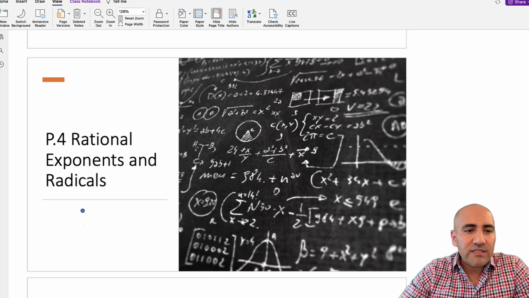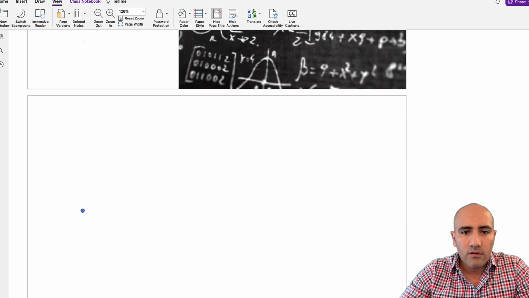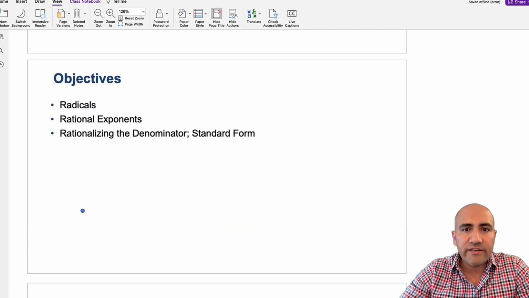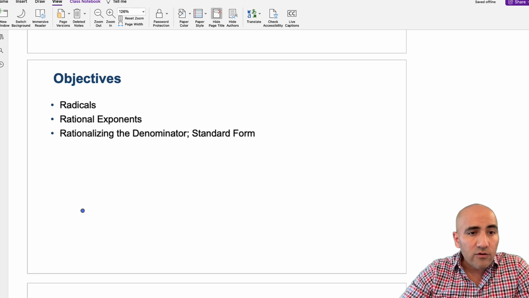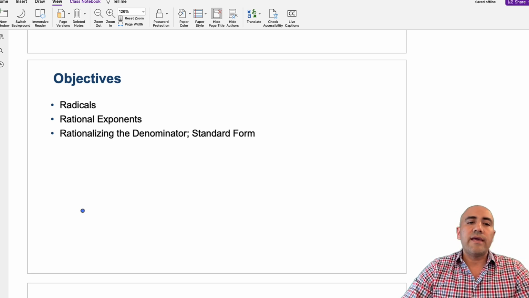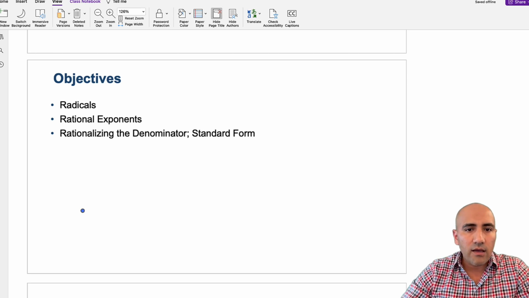Okay, prerequisite chapter, section 4, rational exponents and radicals. Our objectives for this section are going to be to learn about radicals, rational exponents, and rationalizing the denominator and putting in what we call standard form.